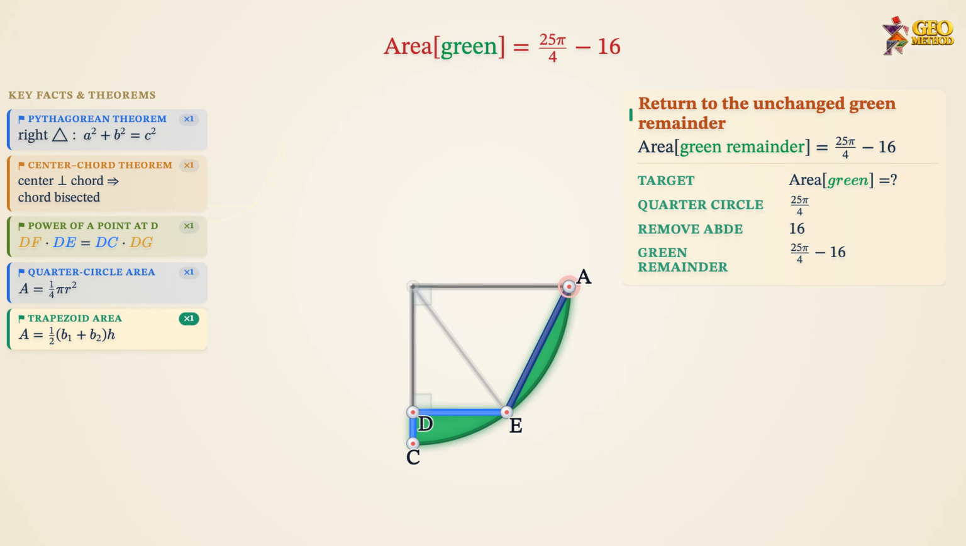Now return to the original green remainder, geometrically unchanged. Subtract the white trapezoid area 16 from the quarter circle area 25 pi over 4. The result is 25 pi over 4 minus 16. The figure tells us which theorem fits, and each theorem does one clear job. So the final answer is 25 pi over 4 minus 16.